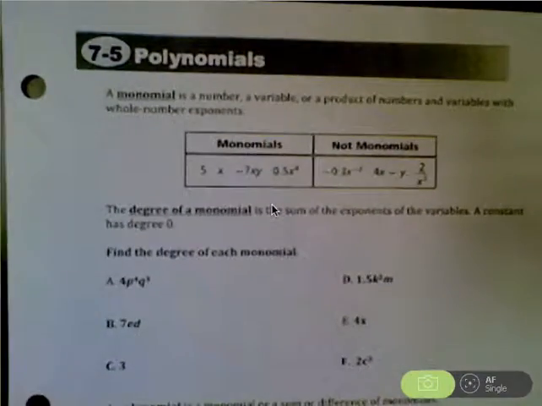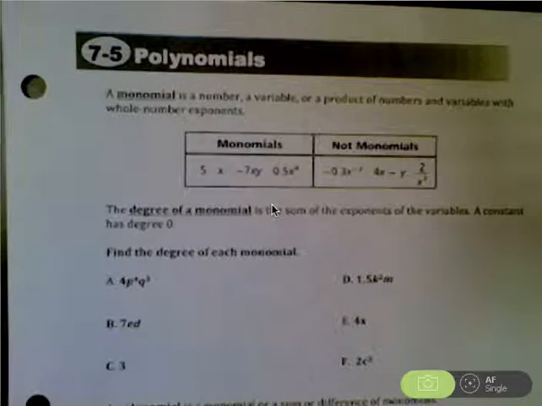Okay, so today we're starting the second half of chapter 7, which has more focus on polynomials than on exponents. We will still need to use the exponential rules we learned in the first half of chapter 7, but the focus will be more on polynomials than on exponents.